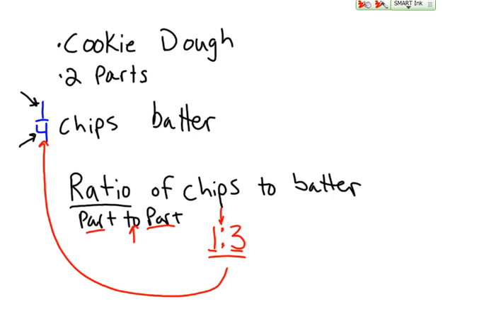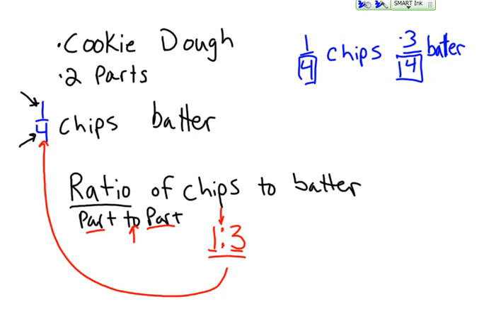Now, if we wanted to talk about the fraction, we would look at it this way. We would say that 1/4 of it is chips, and then the other part has to equal 4, because that is the total amount that we have, the 4, right? That's our denominator. And it would be 3 up here, because the 3 plus the 1 is going to give us the 4 total. And that would be 1/4 chips, 3/4 batter. So whenever your fractions add up, they have to equal the whole, the total, which is the 4. All right? But the ratio is part to part.